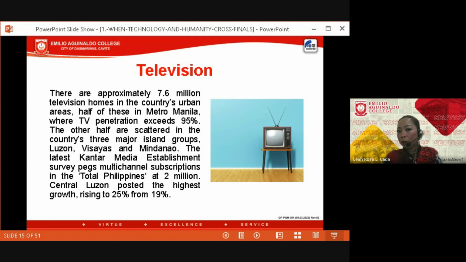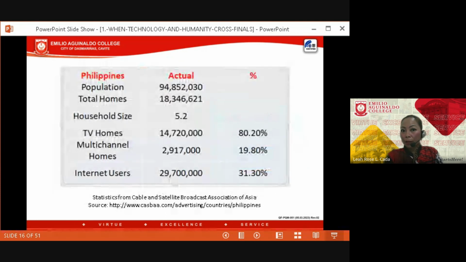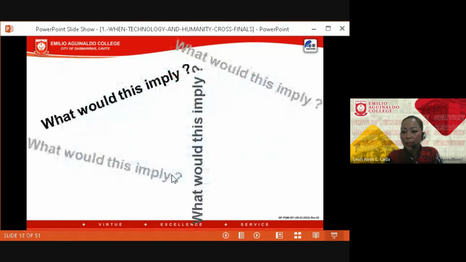Okay, so kung ganun na yung pag-flourish ng television, say, from the 90s, how much more at present? Okay, so let's look into some figures. So the population here is 94,852,030. Pero alam natin at present, it has already reached 113 million. Okay, the total homes, the household size, the TV homes that have television sets, and then the multi-channel homes. For when it comes to internet users naman, mas maraming internet users. Okay. Now, what would this imply?